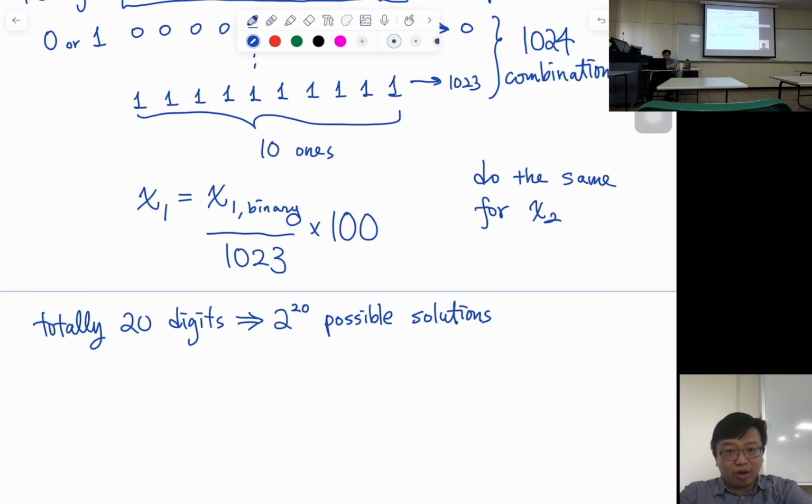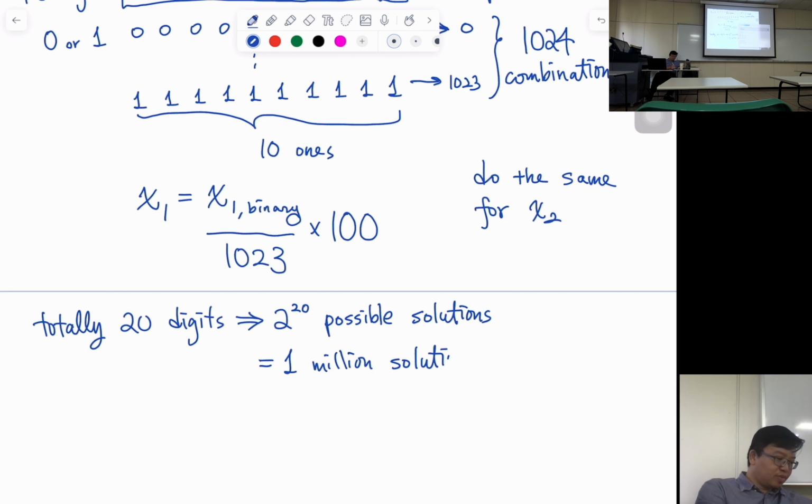So what is 2 to the power of 20? It's 1 million. 1 million solutions. If you really want to test all the possible solutions, you can, but you need to try it 1 million times. So the goal of GA is to use fewer possible solutions and try to find the optimal without testing all 1 million possible combinations.